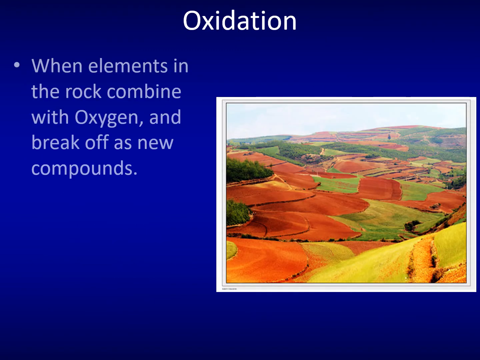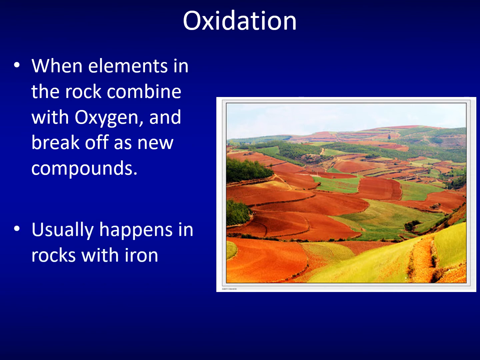Oxidation is essentially rusting. When elements combine with oxygen, they break off as new compounds and form rusty, iron-rich, especially iron-rich rocks will form rusty sort of soils. So you can see the red soils here in the picture in the countryside here. This is oxidized soil. Much of the soil in the south of our country is oxidized, and you'll see lots of red soils. The Red River is not called the Red River just because it's red because of the red soils that appear in Oklahoma and Texas, for example.